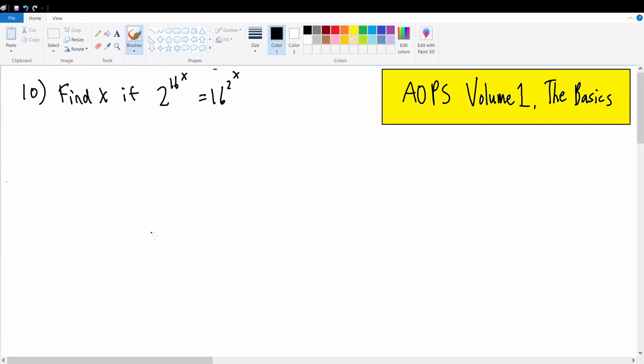AOPS Volume 1, The Basics. Number 10. Find x if 2 raised to the 16 to the x power is equal to 16 to the 2 to the x power.